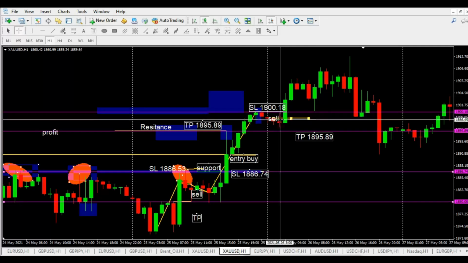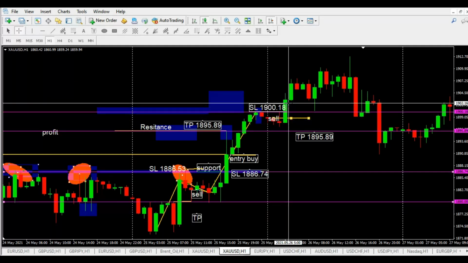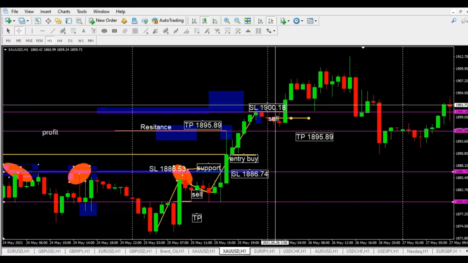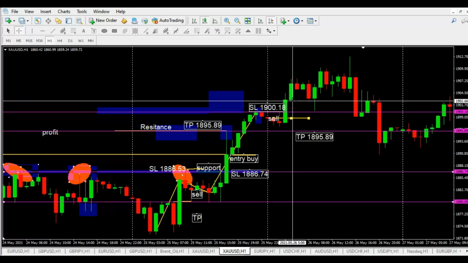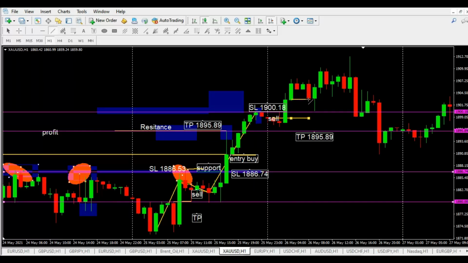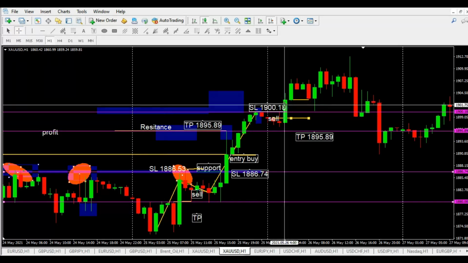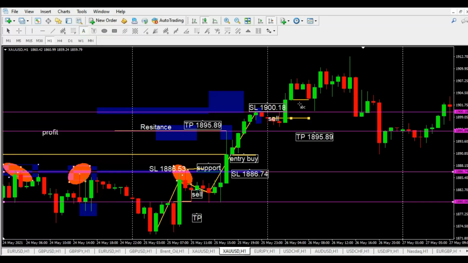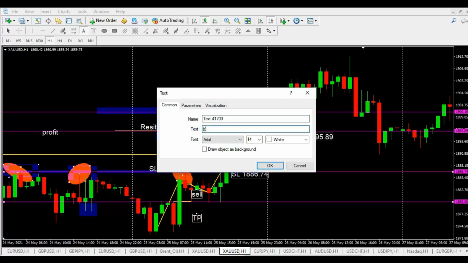Okay, this is our loss, and then if the price goes up and breaks out from the resistance, we can enter after the breakout here. If the market breaks out with a real breakout, with a big body, it's very valid, and we can enter there. Maybe our loss will be covered by the new position, the new entry.